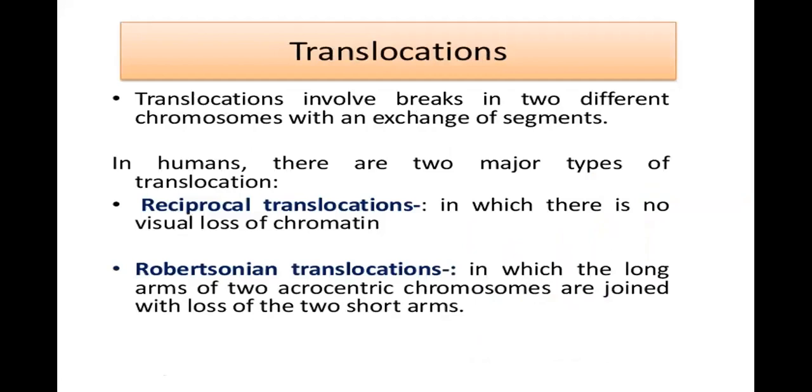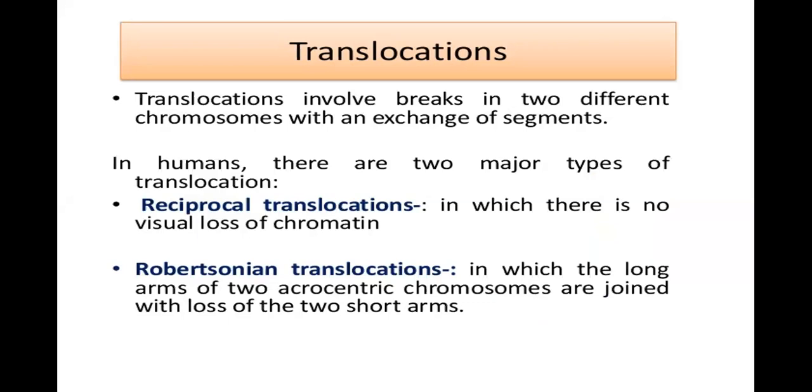Translocation. Translocation involves breaks in two different chromosomes with an exchange of segments. In humans, there are two major types of translocation, either reciprocal translocation or Robertsonian translocation. In reciprocal translocation, there is no visual loss of chromosome. One part of the chromosome breaks off and gets attached to the other chromosome, and from there the material comes and attaches to the other chromosome. This is called reciprocal translocation.